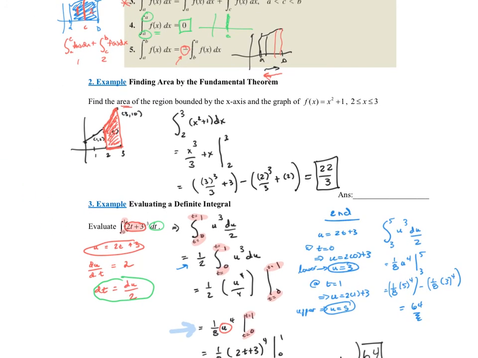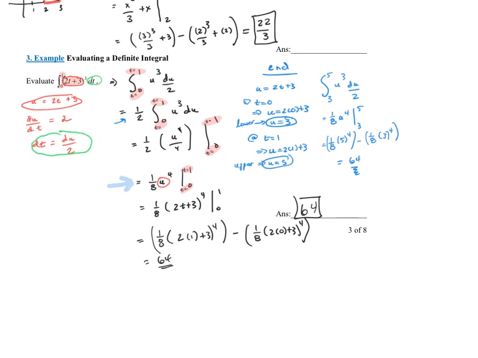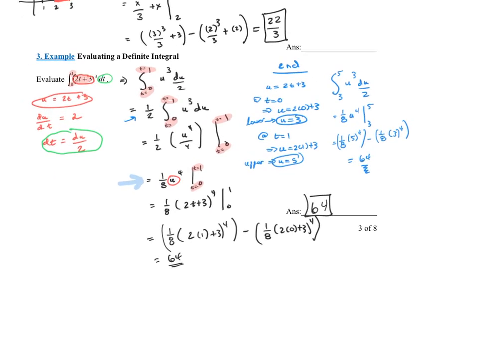I do want to point out, if you look at example 2, we didn't need to deal with any of that junk because we didn't have u substitution. The only time you have to deal with this issue is if you use u substitution.